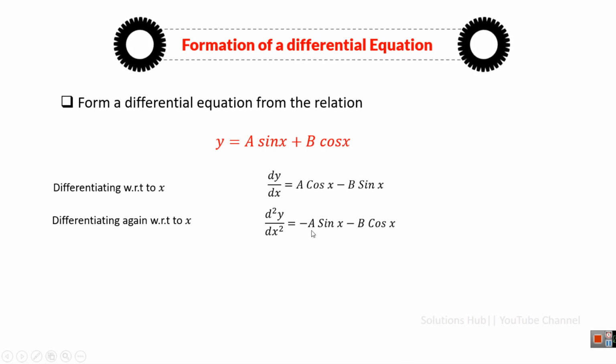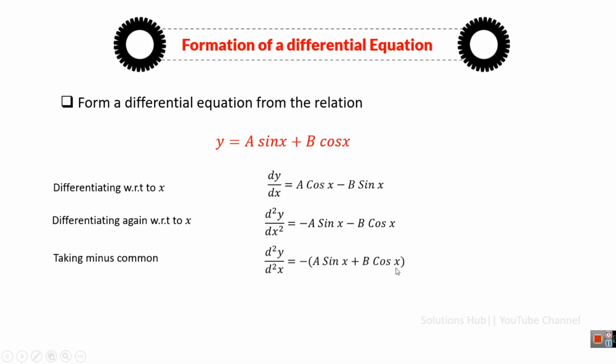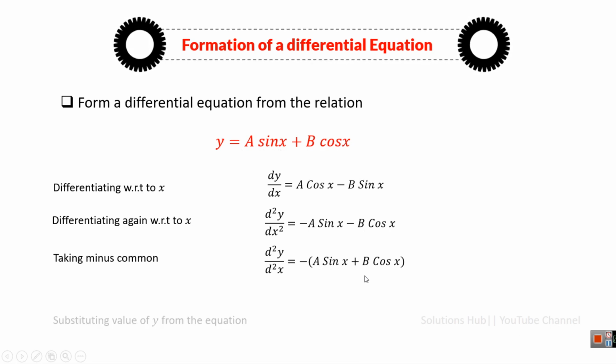So what we are going to do, you can see that minus is appearing with a and b, so I am going to take that minus common. After taking minus common, our final equation will look like this. And in this, a sin x plus b cos x is very clear that it is equal to y.